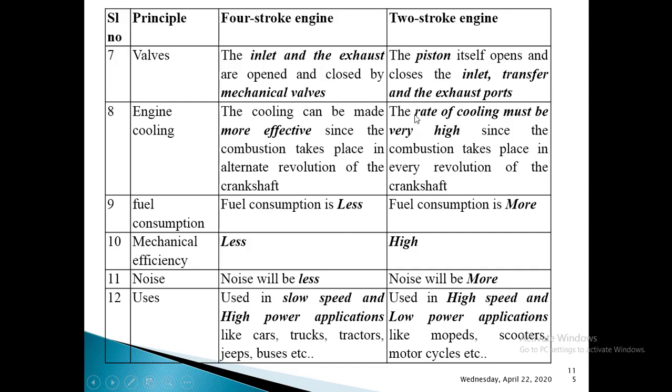Whereas in case of two-stroke engine, you all know that combustion is taking place in every revolution of the crankshaft. The rate of cooling must be very high. That means we need to do the cooling at a very faster rate since the combustion takes place in every revolution of the crankshaft. Yes, here in case of four-stroke engine, combustion takes place in every alternate revolution of crankshaft, so cooling can be made more effective. Whereas here the rate of cooling must be very high because combustion will be taking place in every revolution of crankshaft.